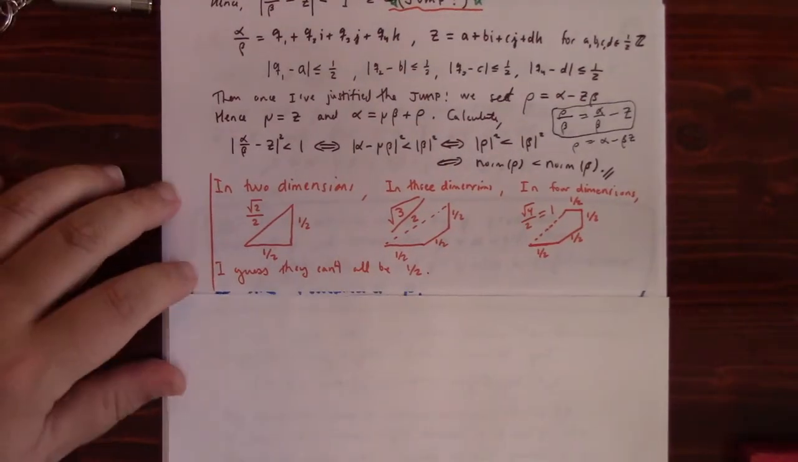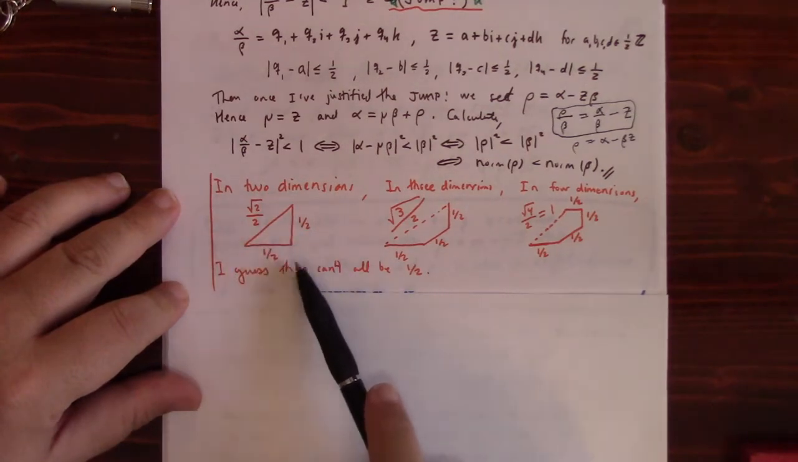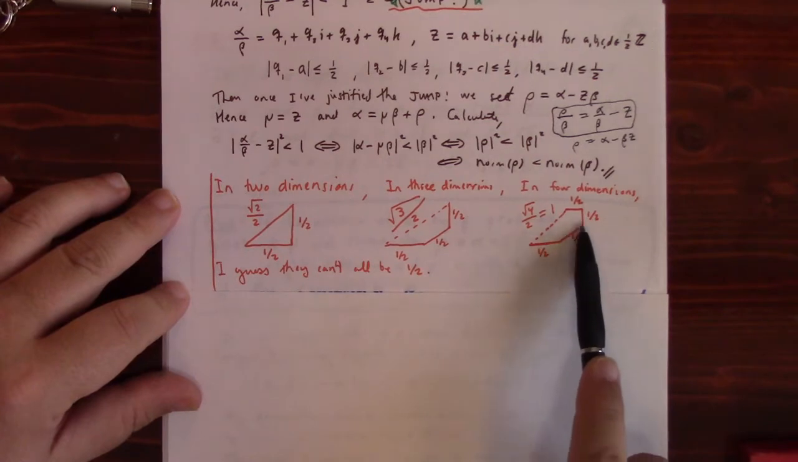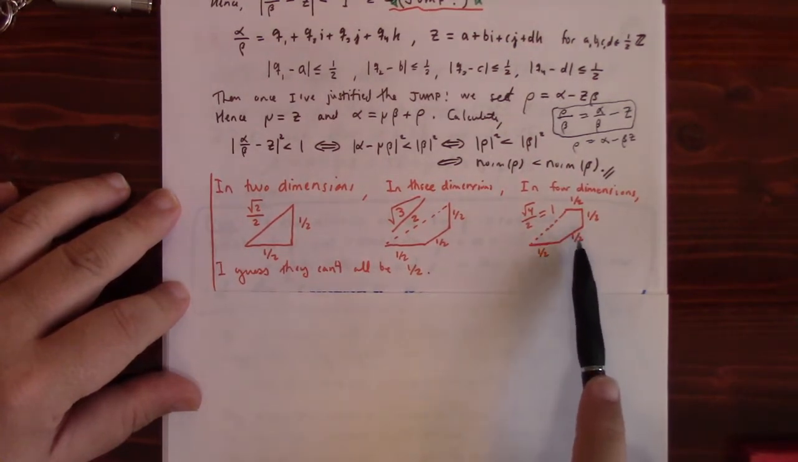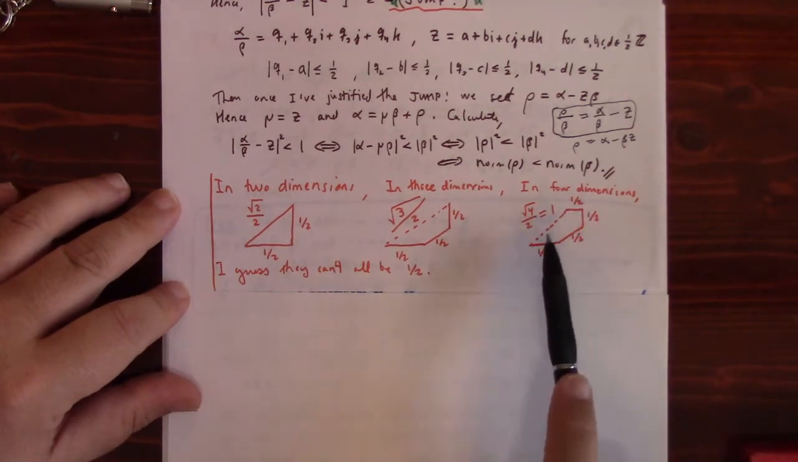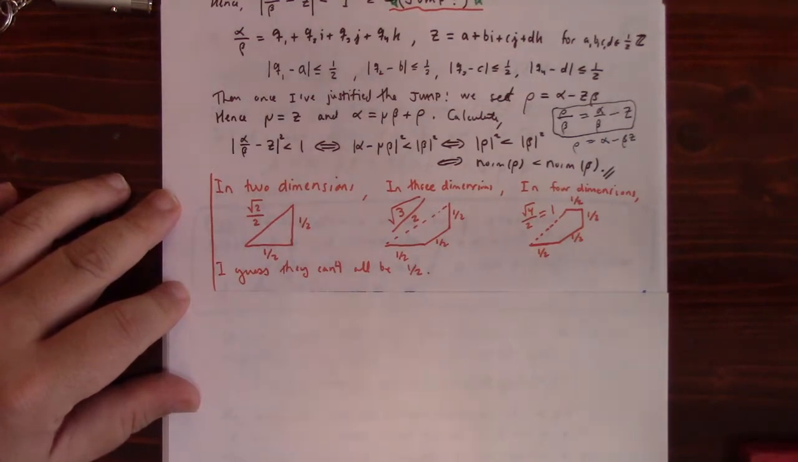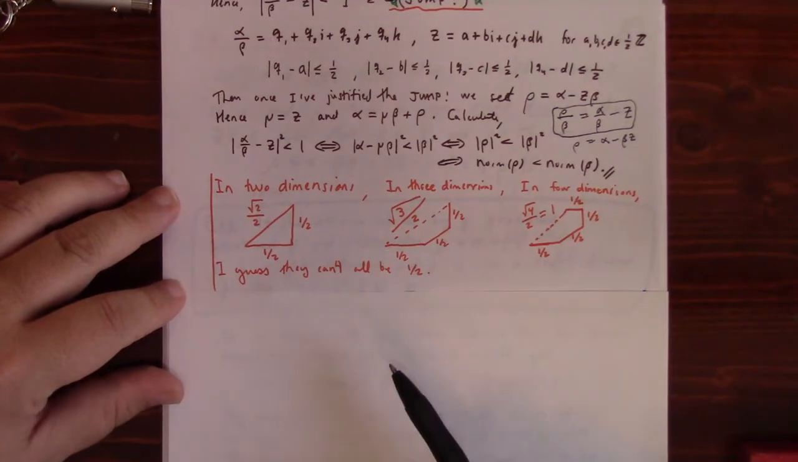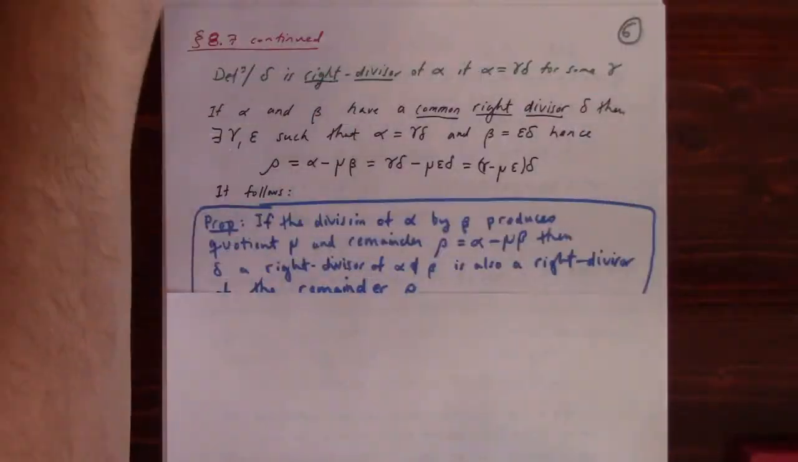Probably just me. Anyway, in 2 dimensions, we kind of have this picture. In 3 dimensions, we have this picture. In 4 dimensions, 1/2, 1/2, 1/2, 1/2. That's distance 1 because 1/2 squared plus 1/2 squared plus 1/2 squared plus 1/2 squared is 1. So if these are perpendicular displacements, that's the distance. But I guess they can't all be 1/2. Anyway, this is just a sketch, so I probably should have skipped it.